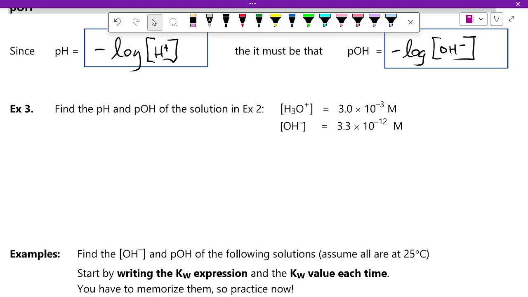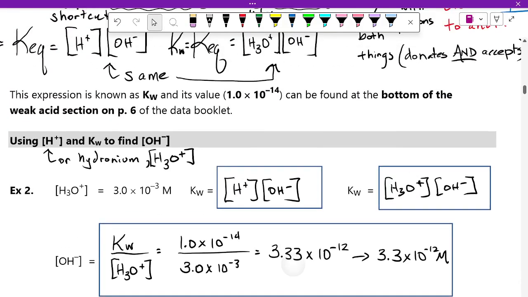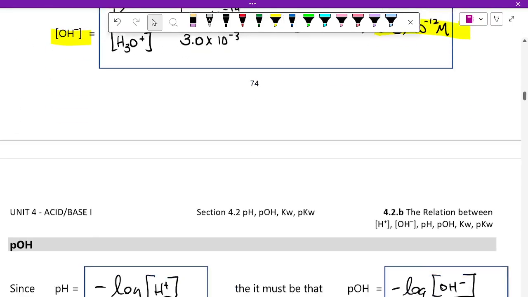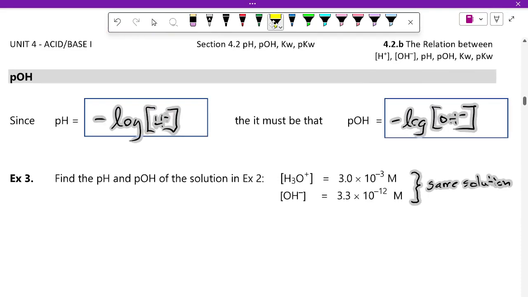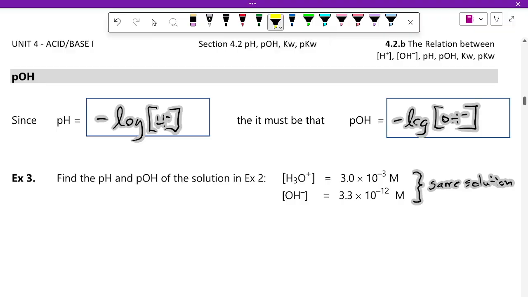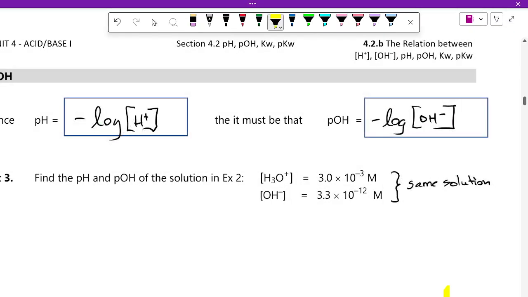Or no, this is just one solution. This is the one that we just did in example 2 where we said our hydronium concentration was 3 times 10 to the minus 3, and we said, what's the hydroxide? The hydroxide is 3.3 times 10 to the minus 12. We need to solve for pH and pOH. We already solved for one of them. Have we? Oh, wait, no, we have.